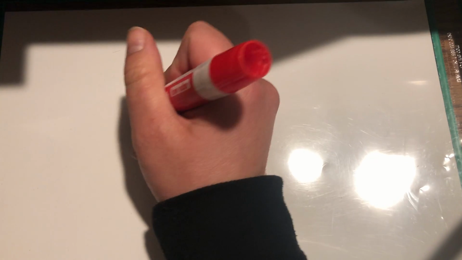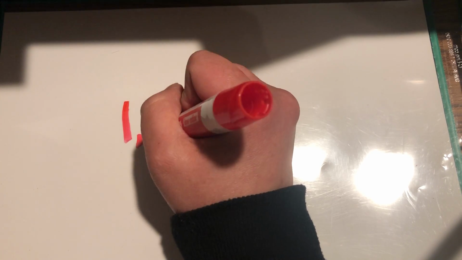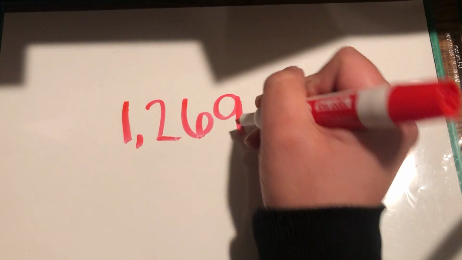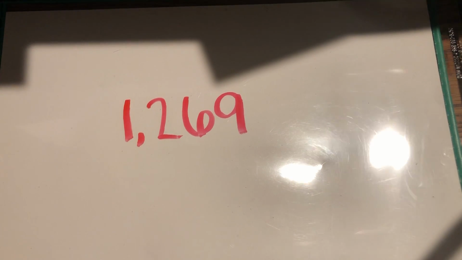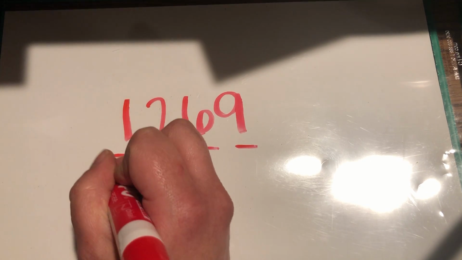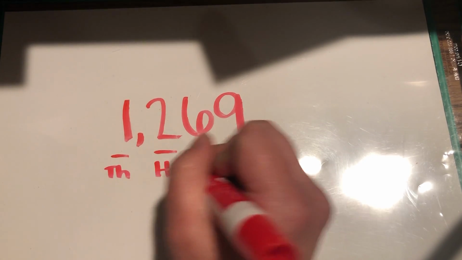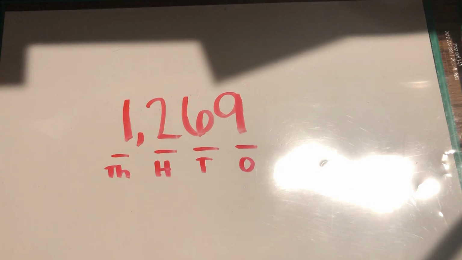Okay, so that's just a quick review on what we practiced prior to this, working with 3-digit numbers. Now we're going to be writing expanded form for 4-digit numbers. So I'm going to start with the number 1,269. Okay, 1,269. And so I'm going to just show our place values here. This one is thousands. I'm going to represent that with TH. This one is hundreds, tens, and ones.